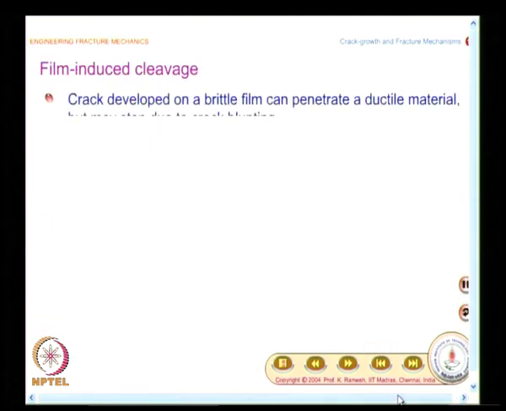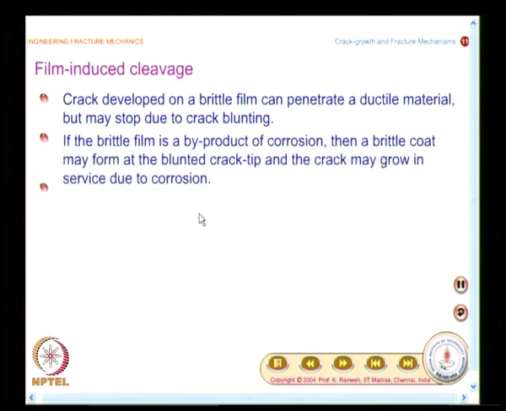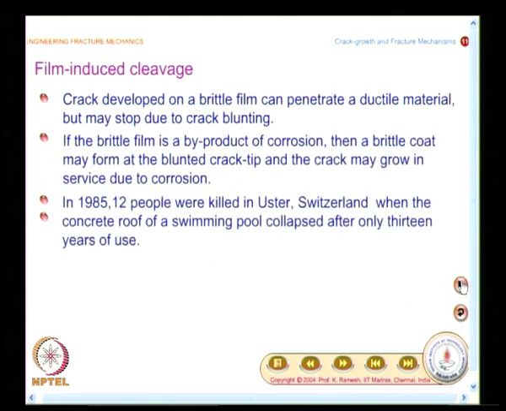The other way SCC can develop is film induced cleavage. In this, a crack developed on a brittle film can penetrate a ductile material, but may stop due to crack blunting. And this is what I said, blunting of a crack, which happens because of plastic deformation, is beneficial in fracture mechanics.